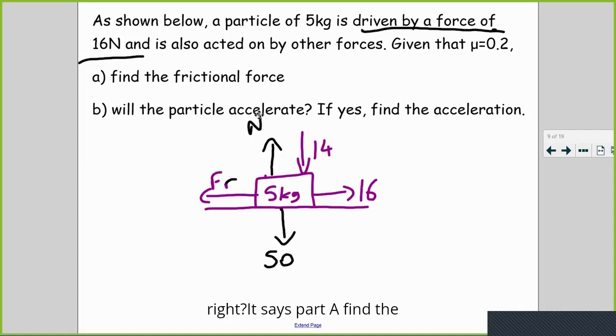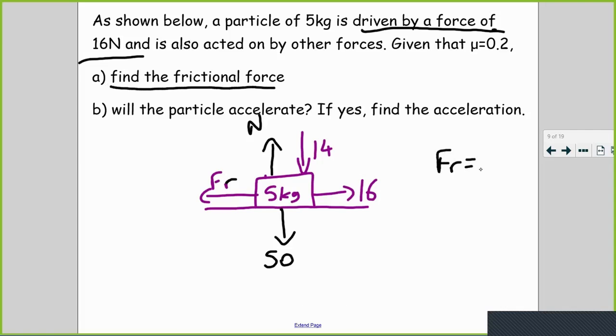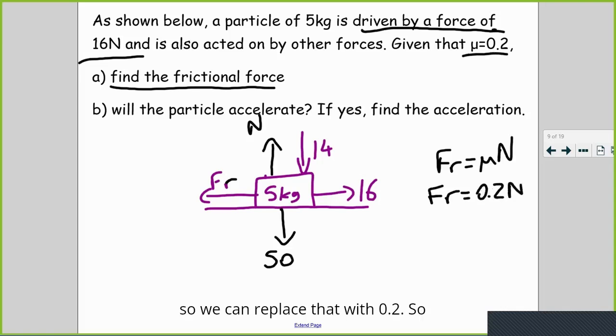Right. It says part A, find the frictional force. Now we know that friction equals mu n, right? Now we know that mu is 0.2, so we can replace that with 0.2. So friction equals 0.2 n. Right. The problem is we don't have n. So first we need to find n.